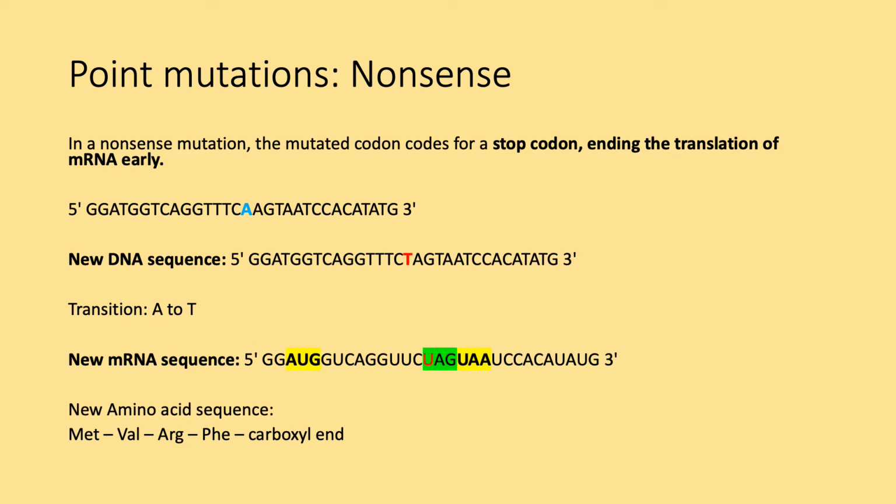In a nonsense mutation, the mutated codon codes for a stop codon, ending the translation of mRNA early. So for this mutation, it's going to be a transition mutation, replacing one adenine base with one thymine base. So this new amino acid sequence will be shortened because this new codon codes for a stop codon.